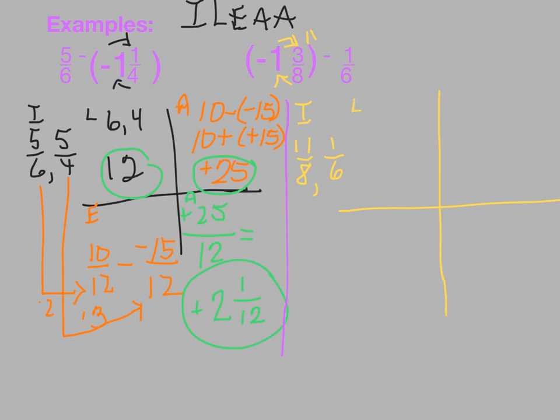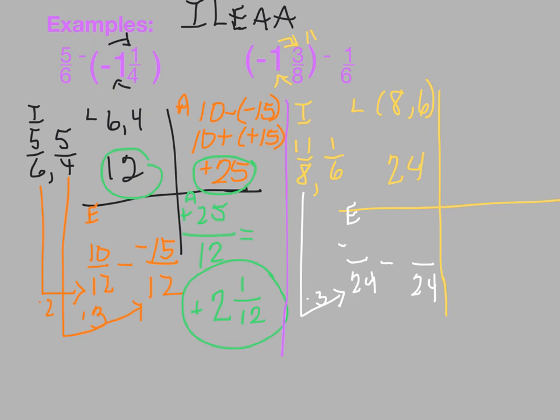Okay, next thing I'm going to have is my L, the LCM of 8 and 6. The LCM of 8 and 6 is 24. So I know in my next step, I'm going to have my E, equivalent fractions. I'm going to have some number over 24. In this case, it's already a negative number, negative something over 24 minus some other number over 24. How do I get from 8 to 24? 8 to 24 is times 3.